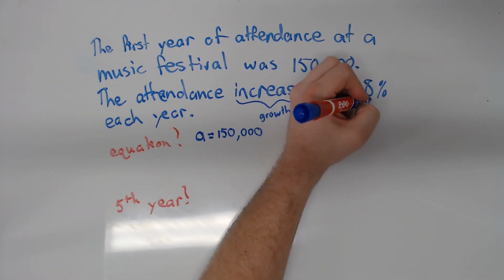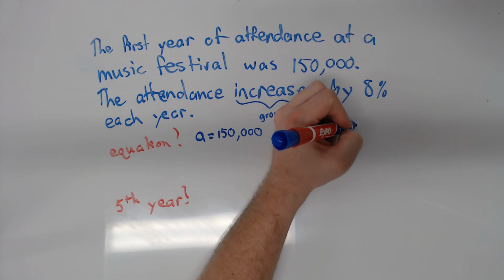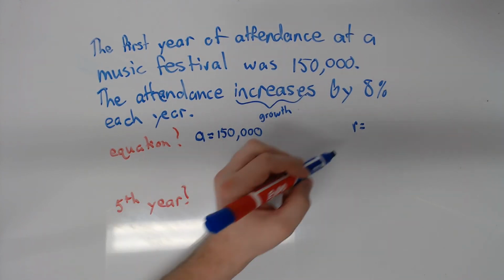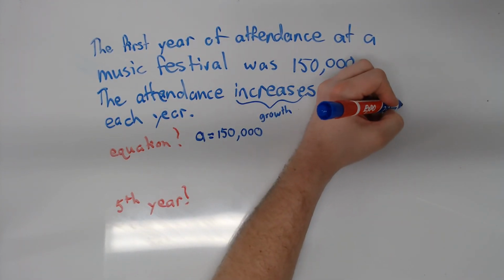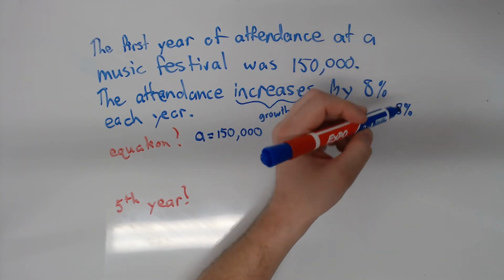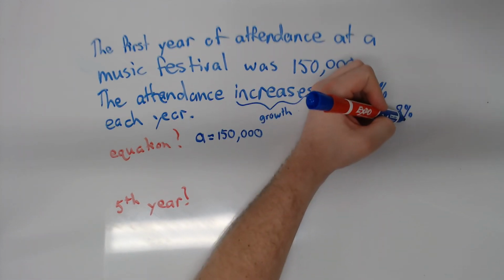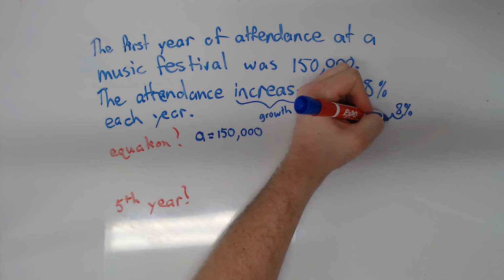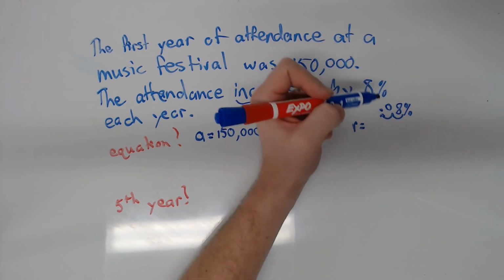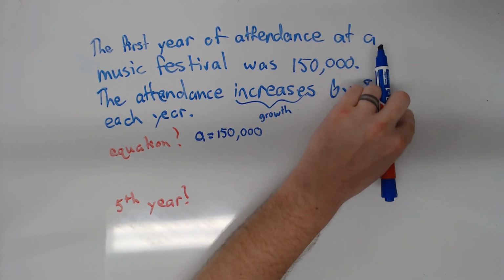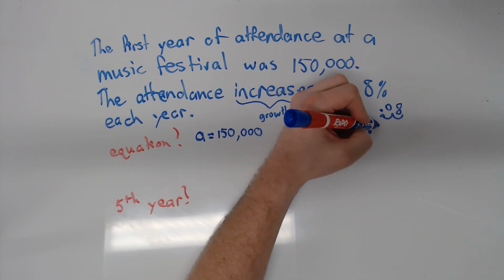Now, we're not going to keep 8 as a percent. R equals, what's 8% as a decimal? Percent means out of 100. So if we divide by 100, we'll move that decimal place twice and we get 0.08. So 8% as a decimal is just 0.08.